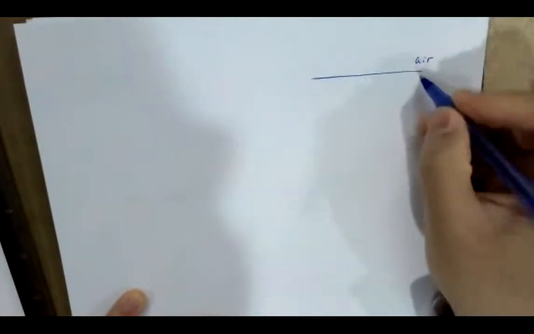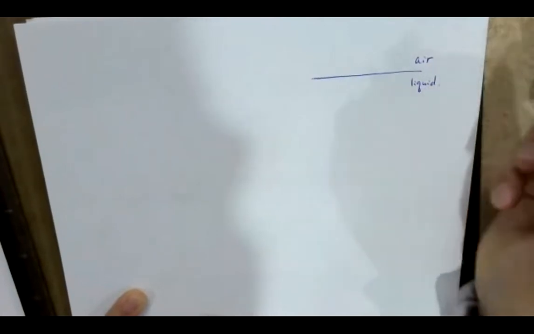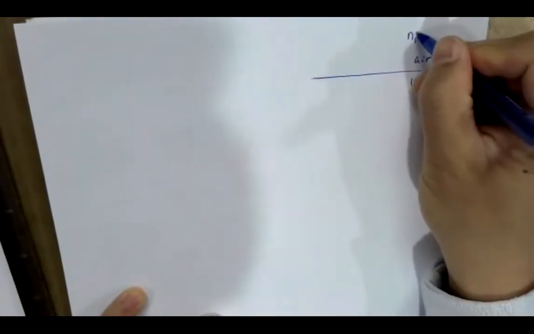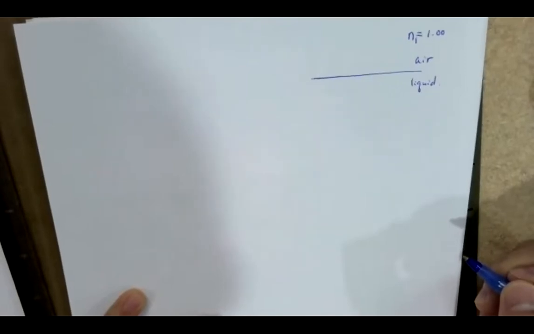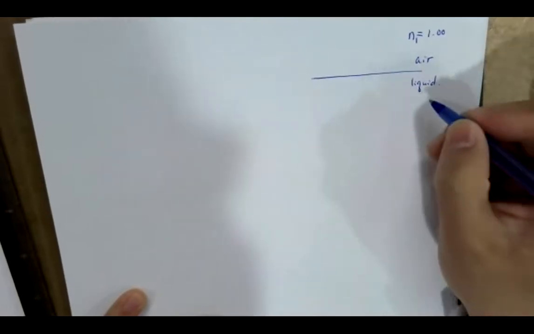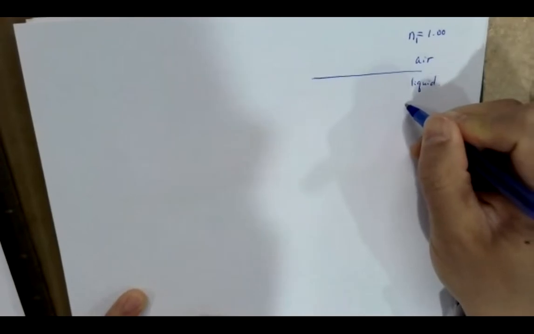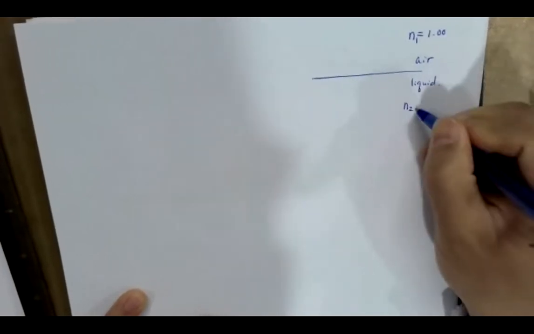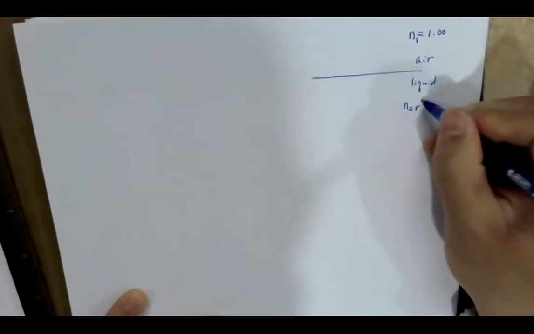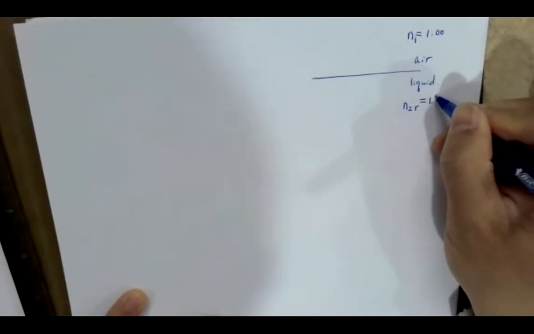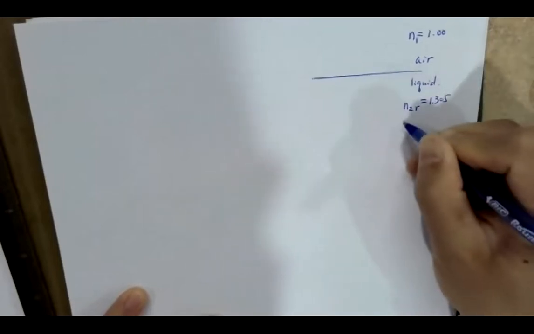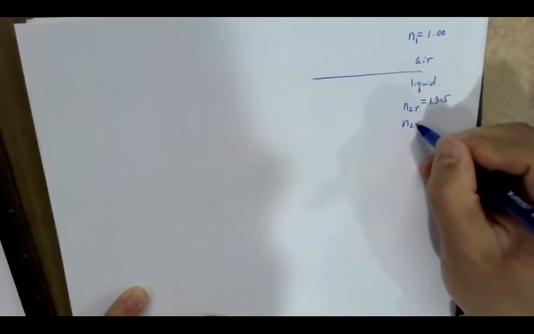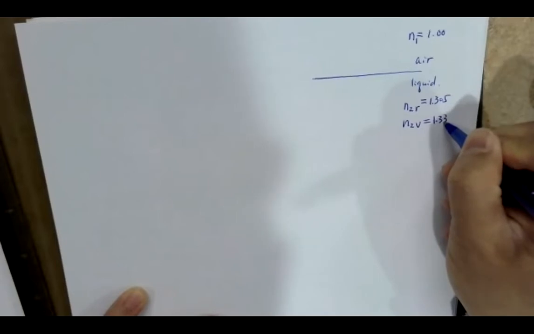So let's say this is the air, and this is the liquid. For the index of refraction of air, we are going to say that's N1, and let's just use 1 this time. And then for the index of refraction in the liquid, N2, now you have red light, so let's say N2R, that's 1.305. For the index of refraction in the liquid, N2V for the violet, that's 1.336, okay?